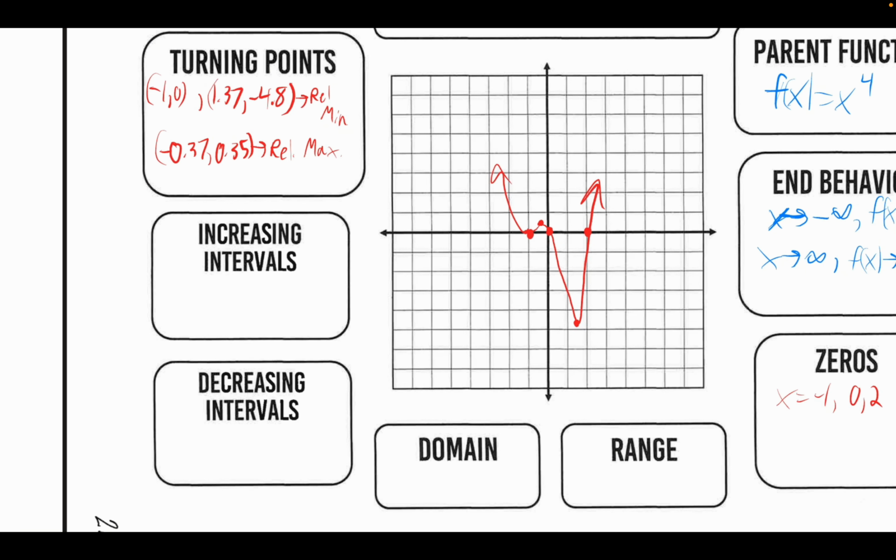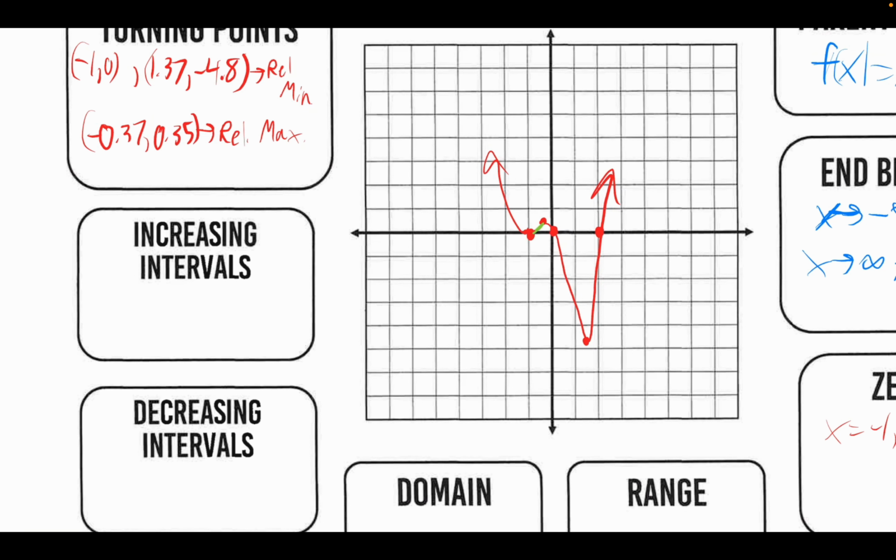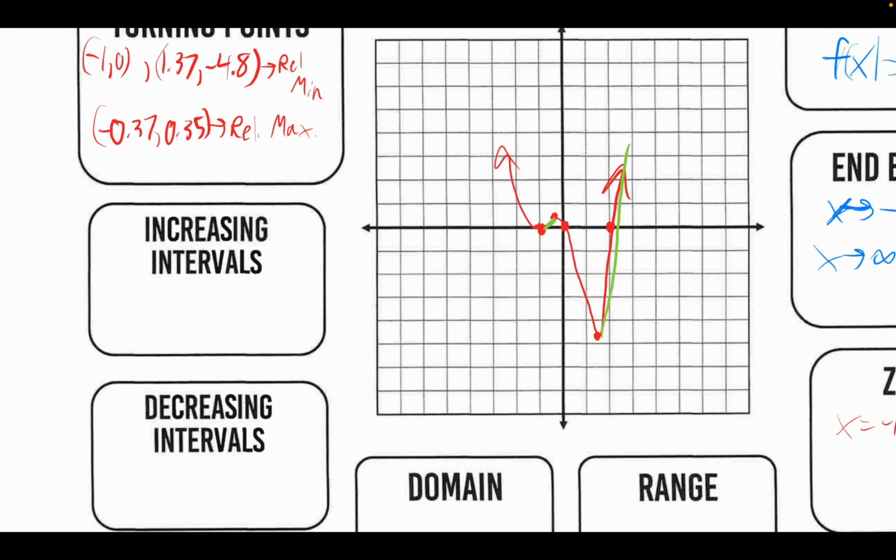The increasing intervals are between that minimum and maximum there, and then between that minimum all the way to the far right of the graph. So I'm going to write that down. That'd be from -1 to -0.37, as well as 1.37 to infinity.